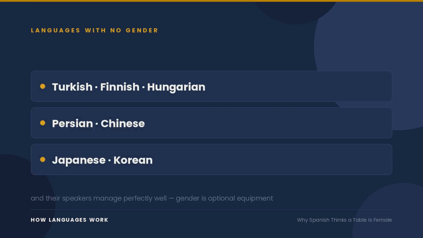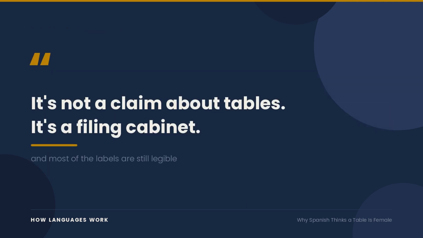Turkish, Finnish, Hungarian, Persian, Chinese, Japanese, Korean. Their speakers communicate perfectly well. Gender is optional equipment. So when Spanish calls a table female, it is not saying anything about tables. It is handing you a 6,000-year-old filing cabinet with most of the labels still legible, if you know which endings to read.